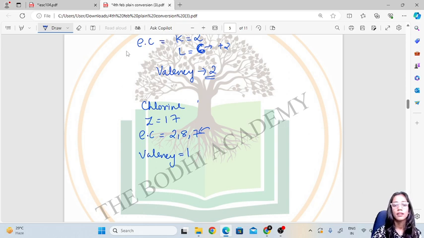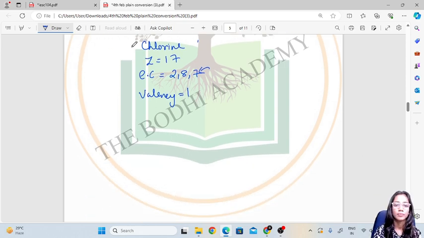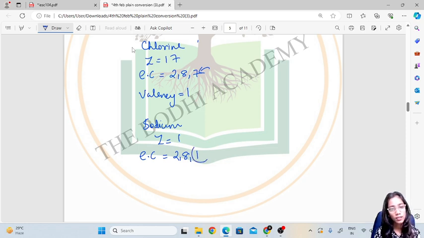Another example is sodium. Sodium has atomic number 11. Electronic configuration will be 2, 8, 1. This is the outermost shell, K, L, M, M is the outermost shell. So it has only 1 electron. So to make 8 electrons, it has to take 7 electrons.